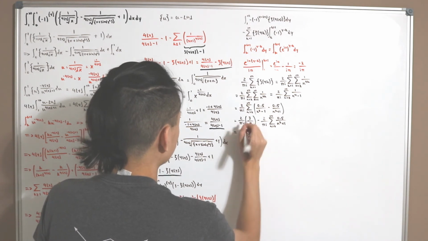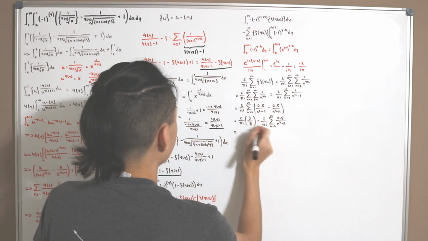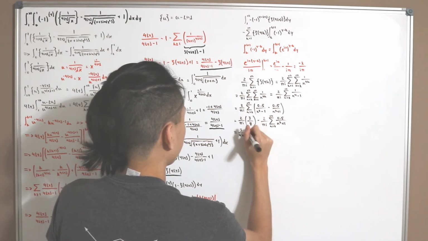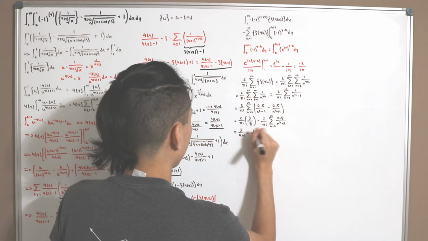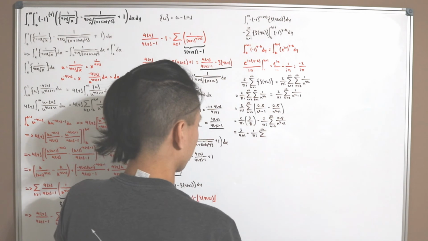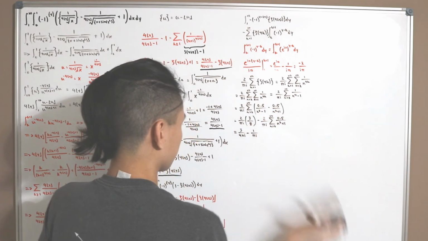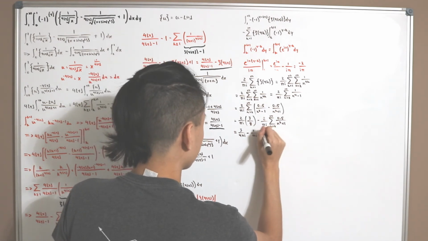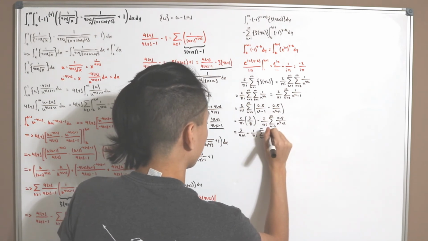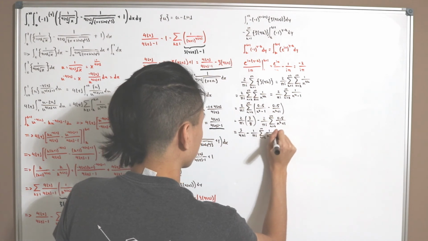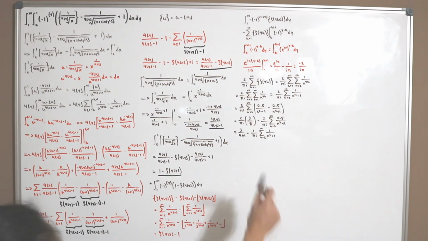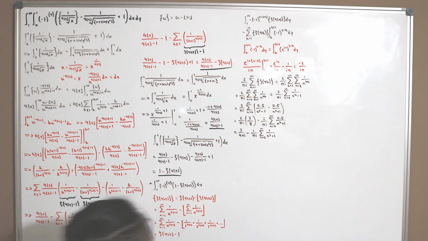Let me rewrite this a bit. This is 6 divided by 8 pi i, that's simply 3 divided by 4 pi i, and then minus 1 pi i times the infinite series, n equals 2 to infinity, of 1 divided by n squared plus 1. Okay. So now all we have to do is evaluate this last series over here.